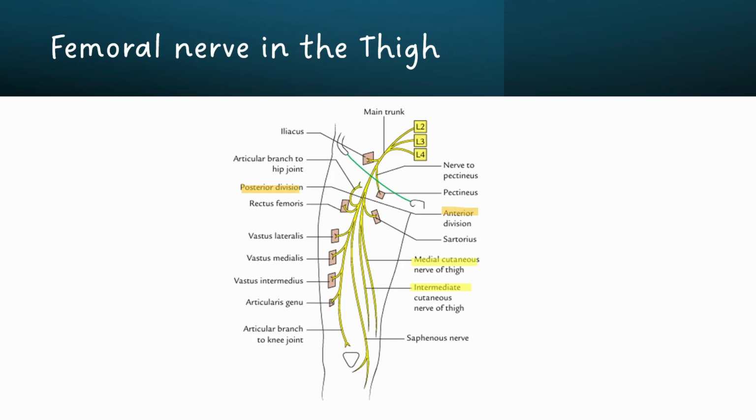The only muscular branch it gives is to the sartorius. So the sartorius muscle is supplied by the anterior division of the femoral nerve.